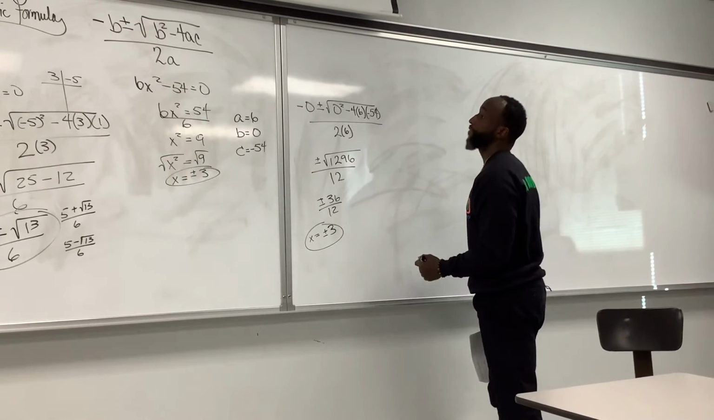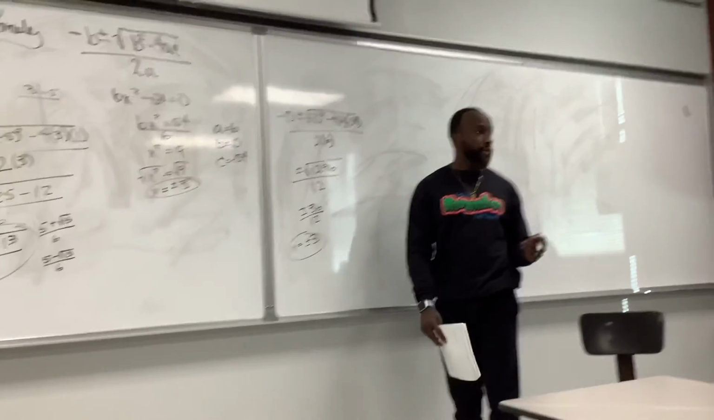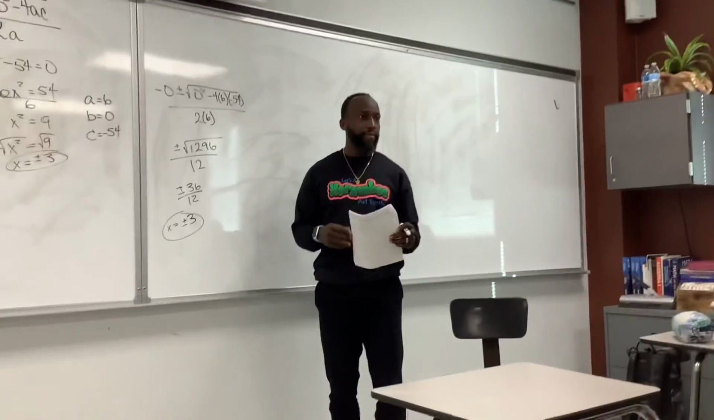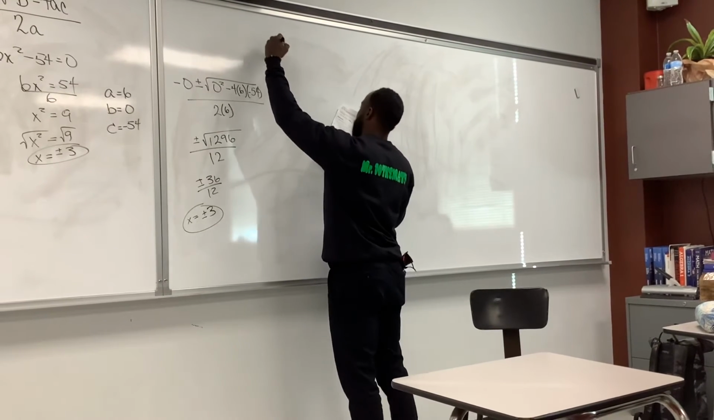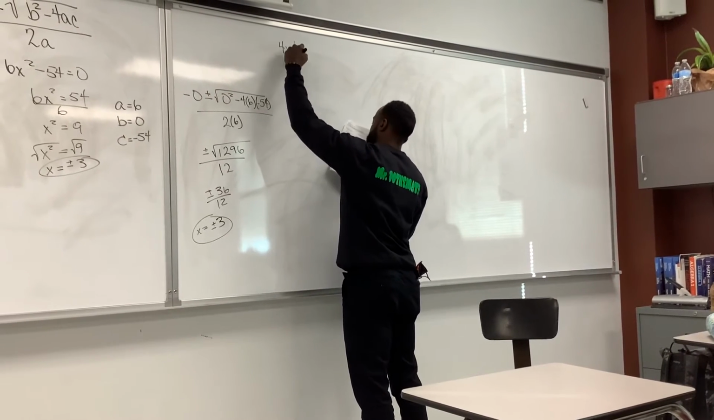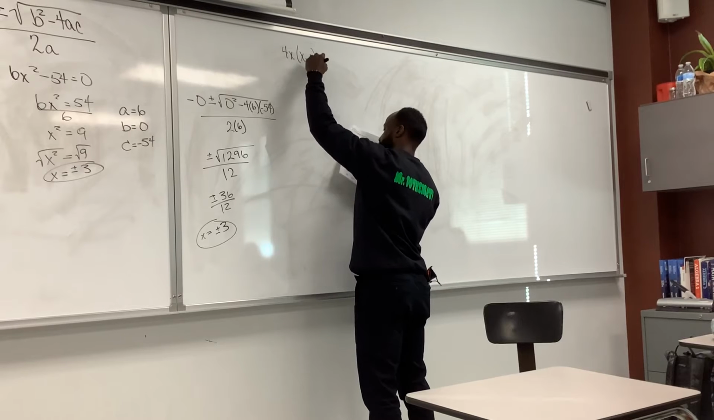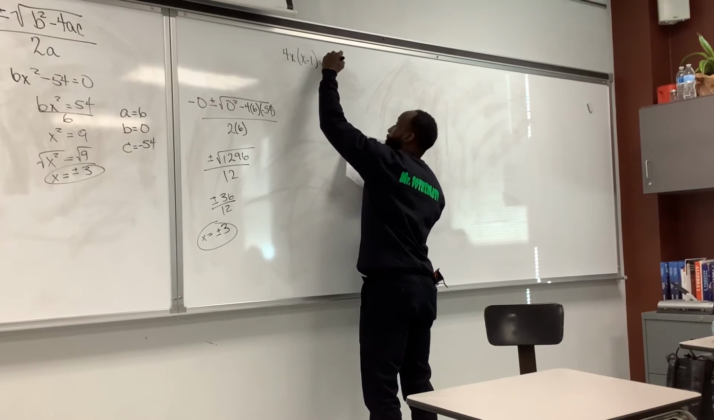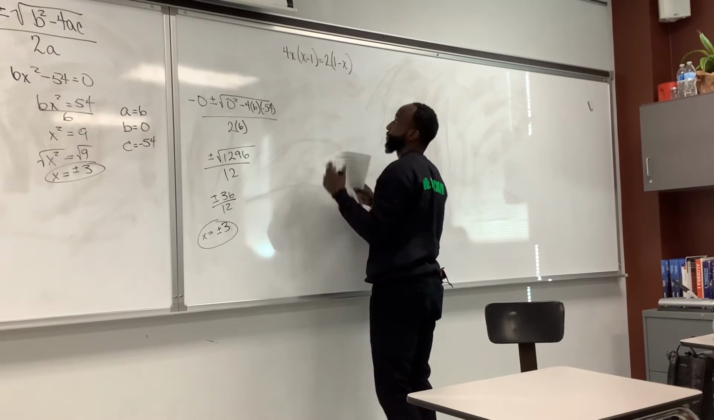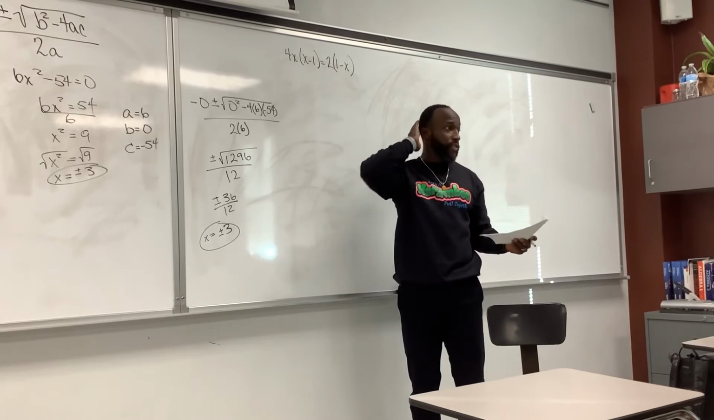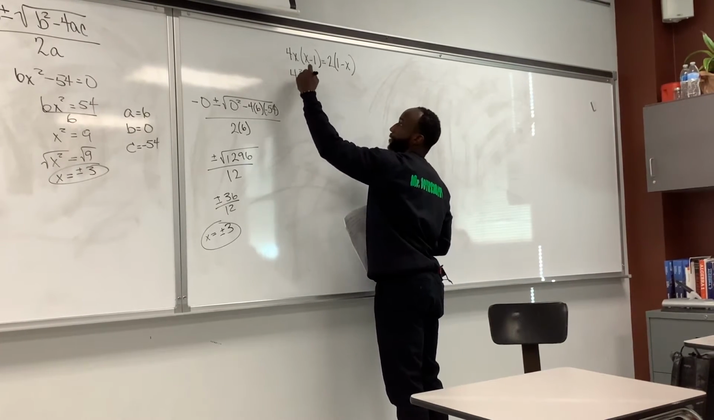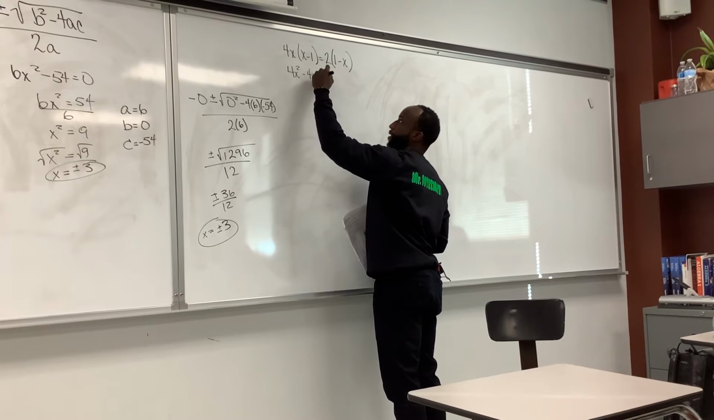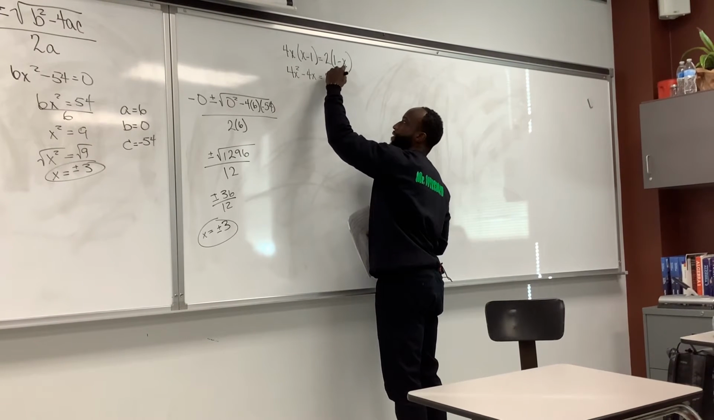Number 5 is very, very intimidating. Is anybody intimidated by number 5? No? Oh, I love it. Alright, let's look at it. Number 5 says 4x times the quantity x minus 1 equals 2 times 1 minus x. First things first, let's distribute: 4x squared minus 4x equals 2 minus 2x.